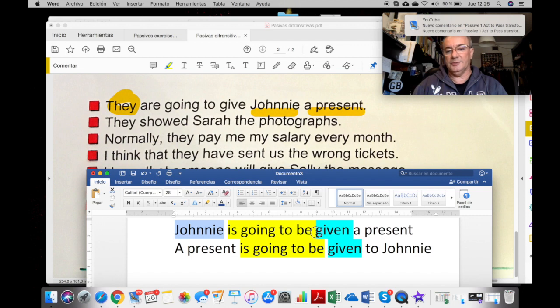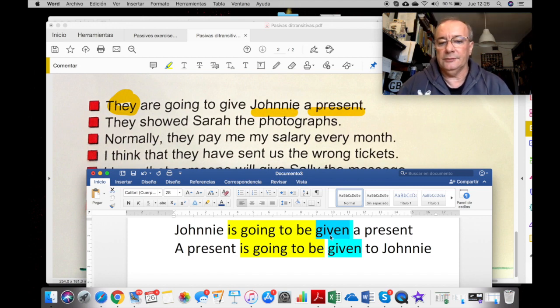The second step you can see in blue color, given. Remember, the original main verb give is turned into the participle, right? Okay, but out of these two examples, Johnny and a present can be the subject, but the most common, of course, would be the first one. Johnny is going to be given a present, okay?